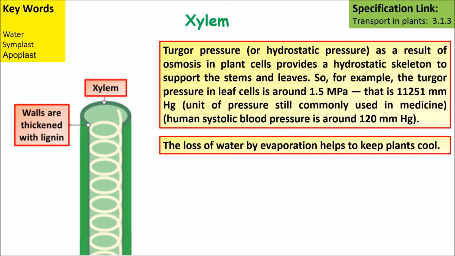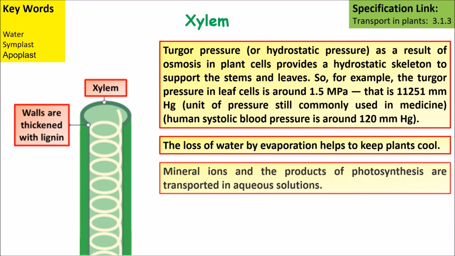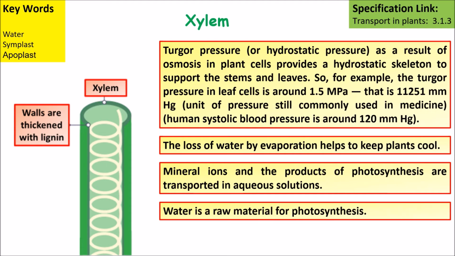The loss of water by evaporation helps keep the plant cool. Mineral ions and the products of photosynthesis are also transported in aqueous solutions. So water is the raw material for photosynthesis.